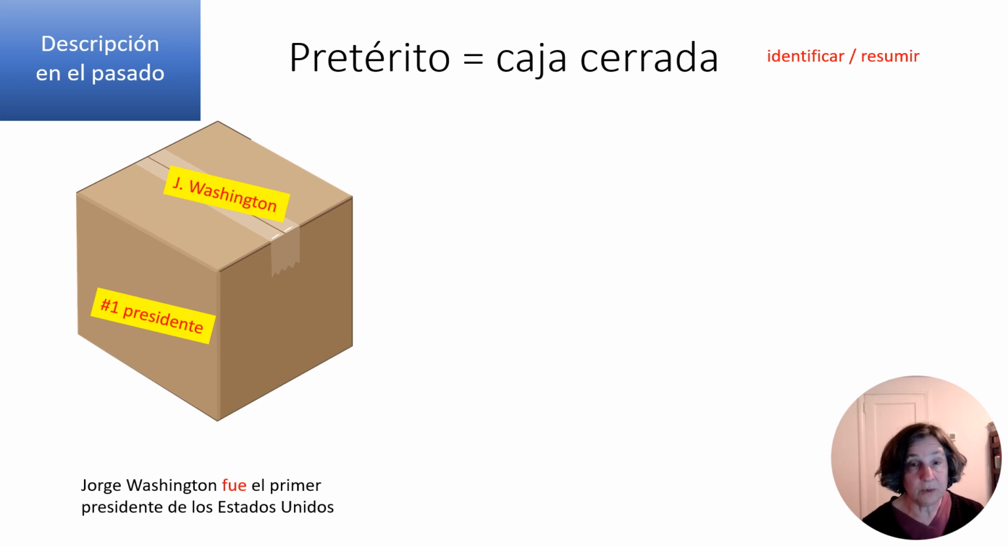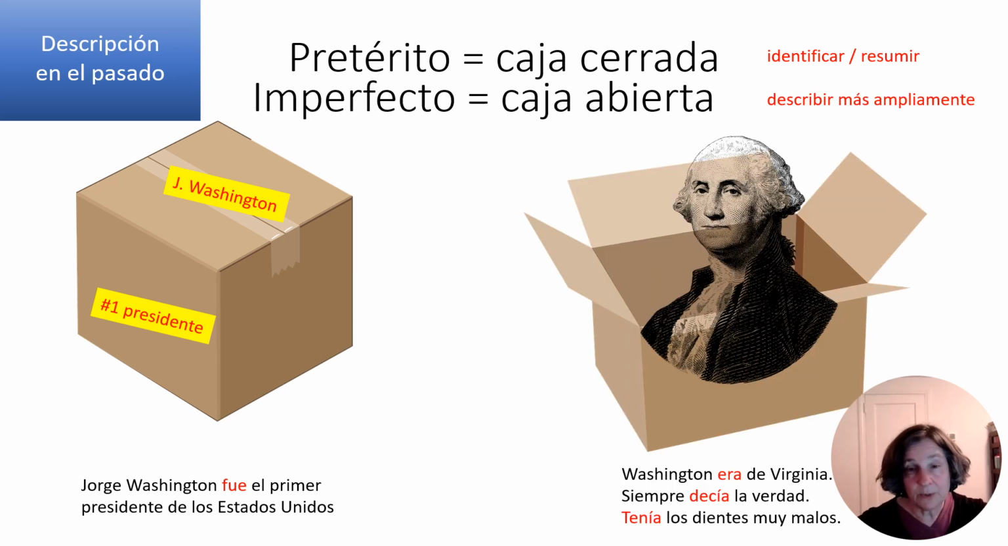Now, what if we want to give a more ample description? We don't just want to identify him. We don't just want to summarize who he was and his importance. So now we're going to open the box, and we're going to describe more fully who George Washington was, some of his characteristics. He was from Virginia, he always told the truth, he had really bad teeth. So again, pretérito to identify, and then imperfecto for more of a full description. It doesn't always work, but it's a useful metaphor.